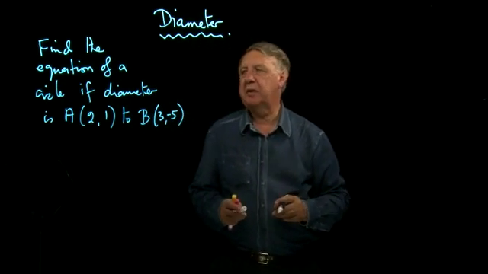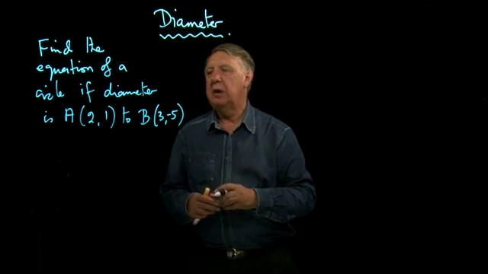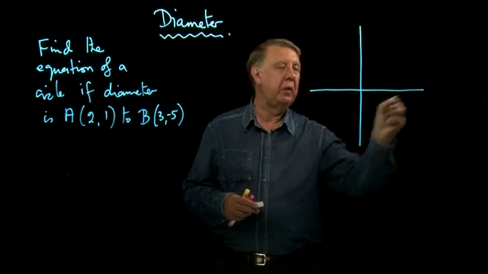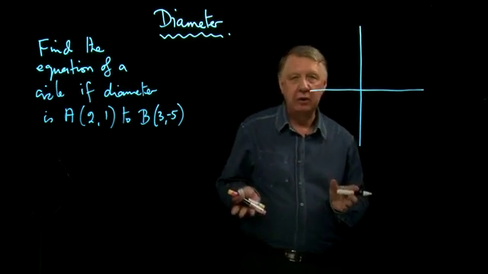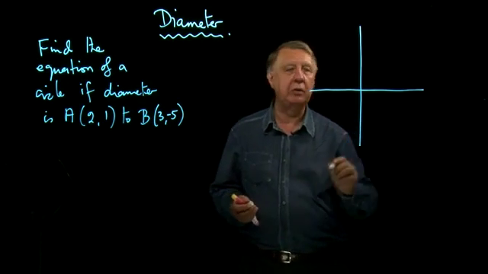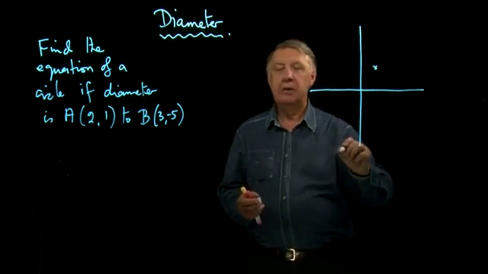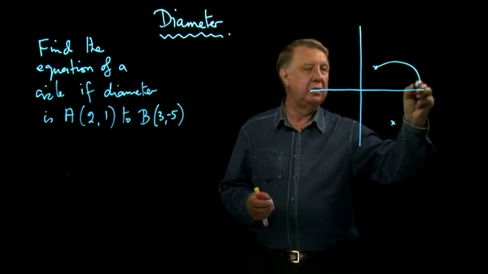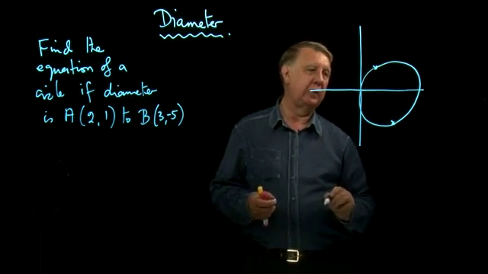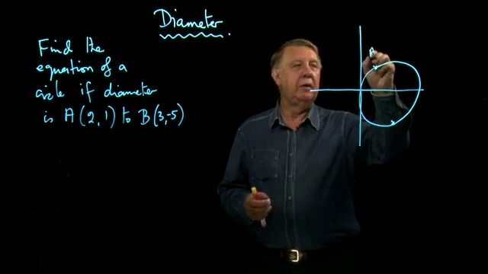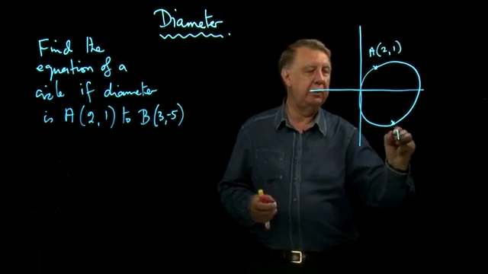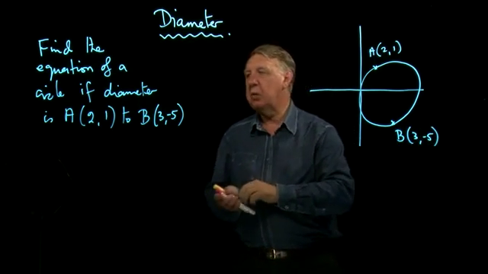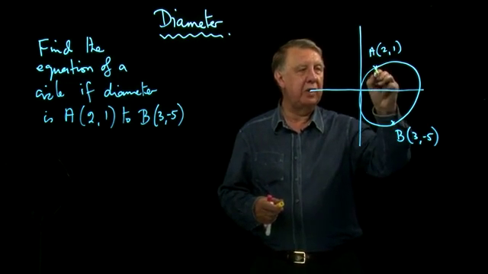Now it may be that there's a little bit more to the question, and so a diagram is possibly helpful. So let's draw one anyway. Always try and make it roughly right. I mean, you can't get it exact because you haven't got time. So (2, 1) is about here and (3, -5) is about down here. So the circle that we're looking at, A (2, 1), B (3, -5). Okay, so we're told then that this line is the diameter.